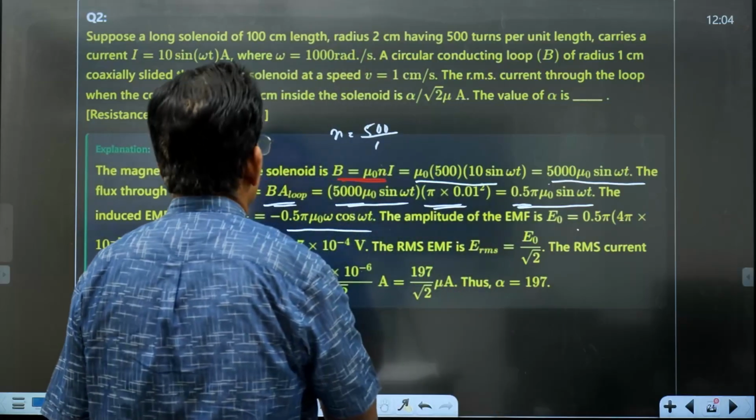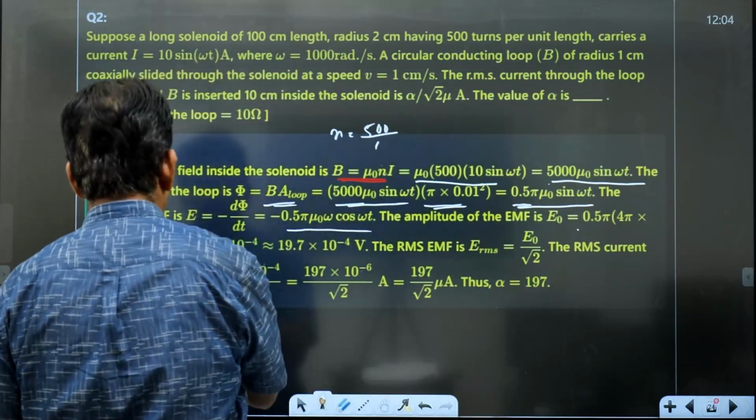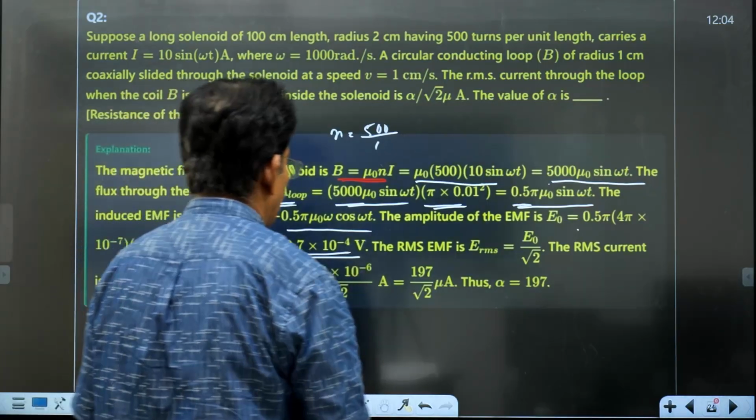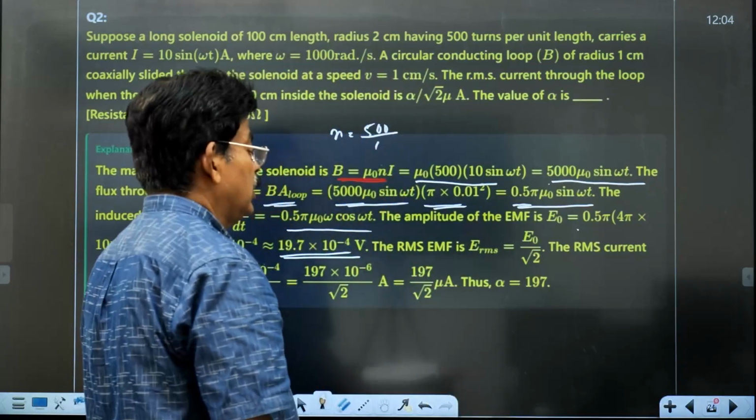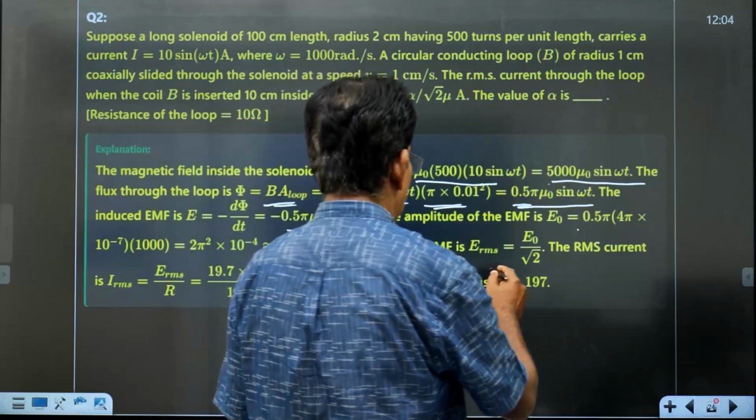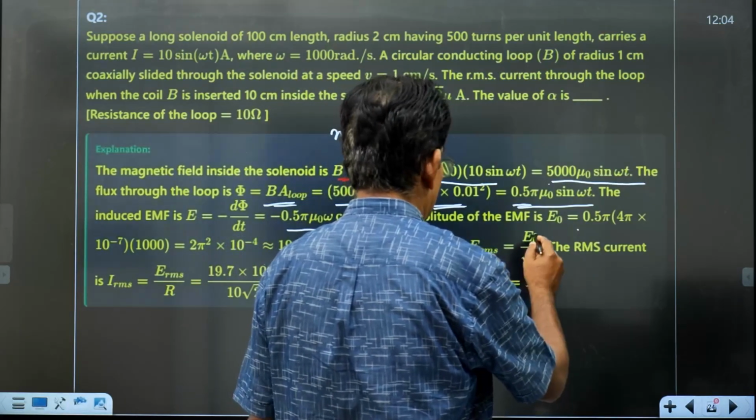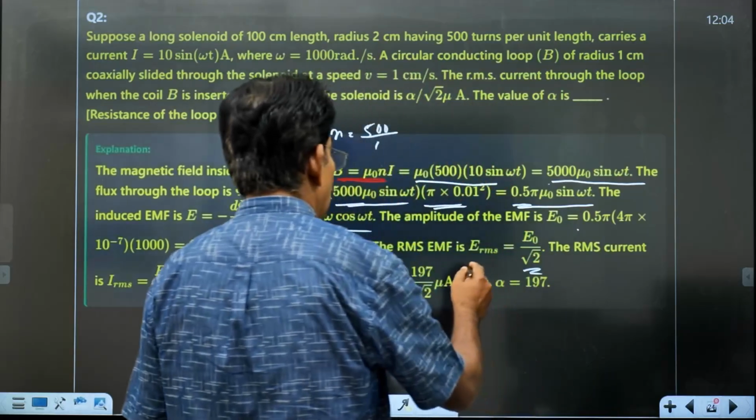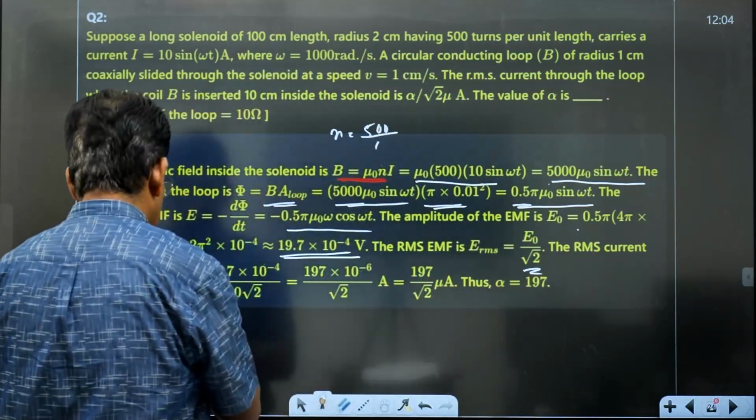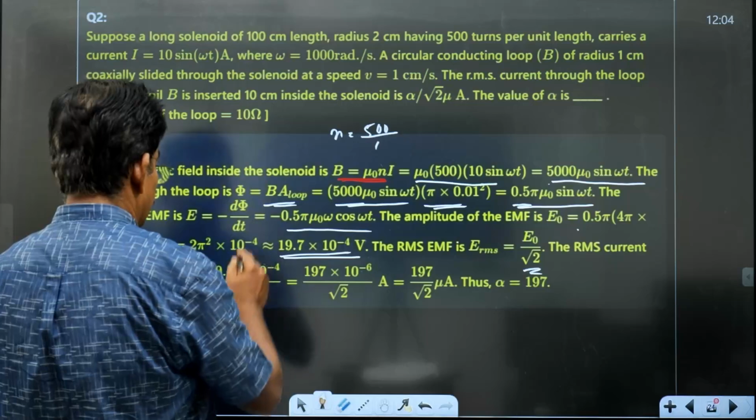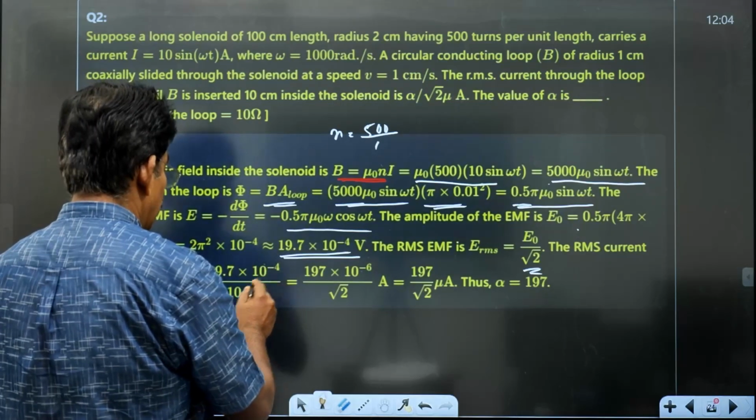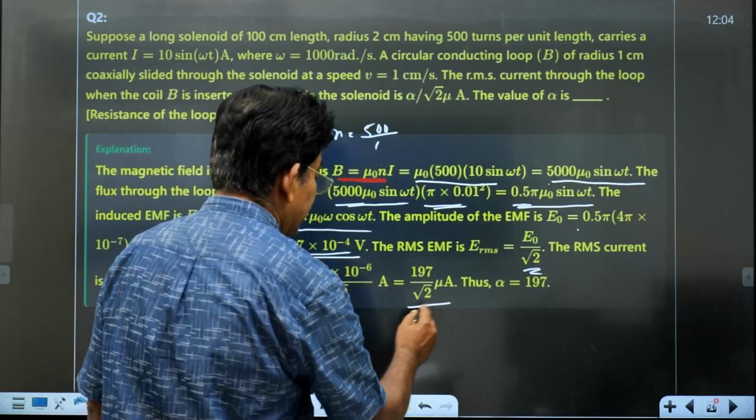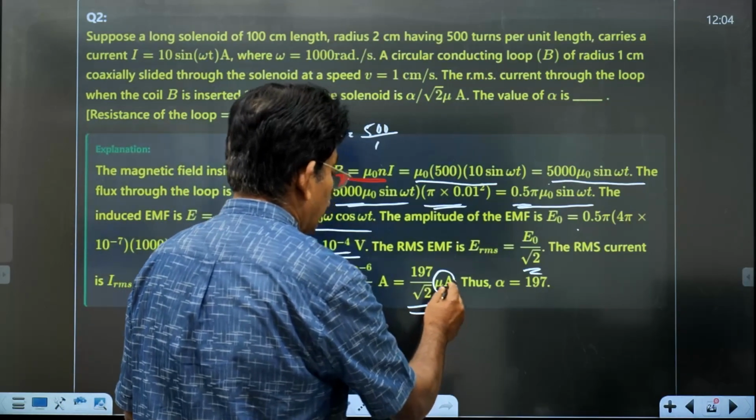Omega is coming to be, with omega's value 1000. Got it? So this is coming to be 19.7 into 10 to the power of minus 4 volt. Then the RMS value of voltage will be E0 by root 2. Then RMS current will be E_RMS divided by resistance. Resistance is given in the last as 10 ohms. This is 19.7 into 10 to the power of minus 3 into 10 root 2. That is coming to be 197 by root 2 microampere.